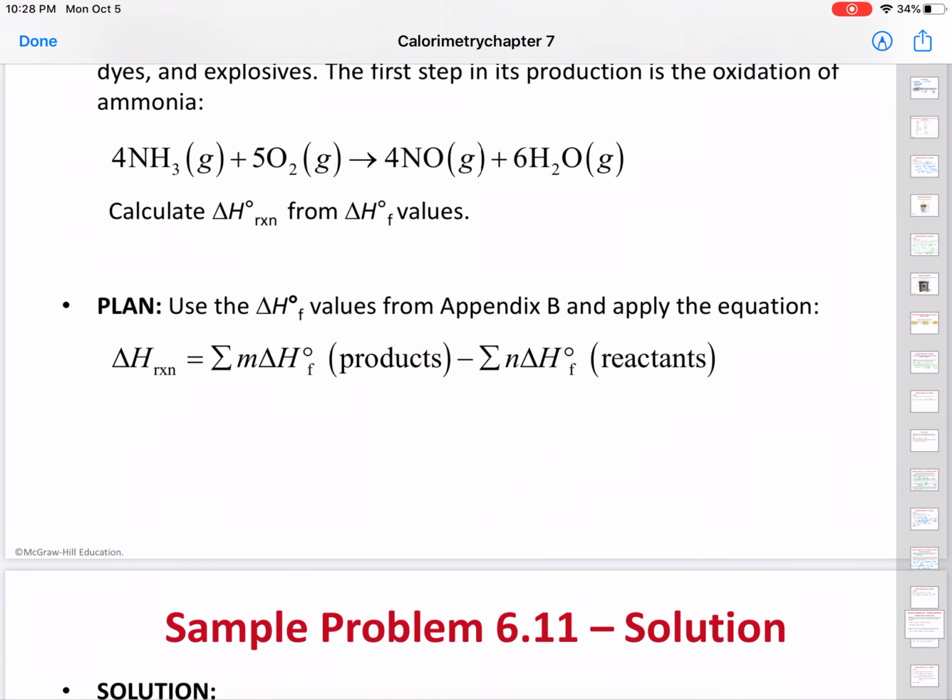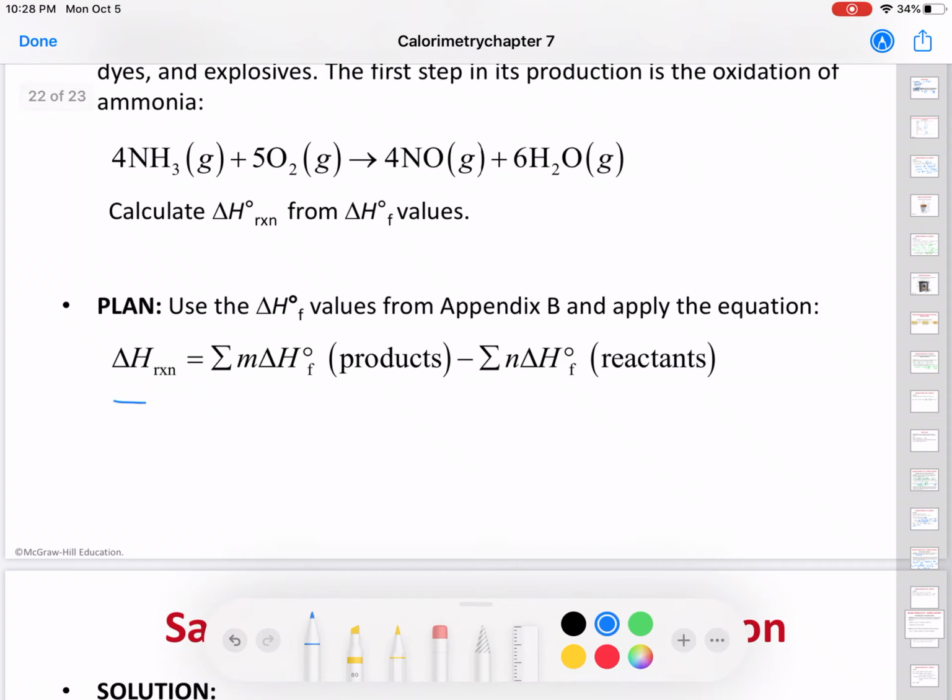And this is the formula that we're going to use. Delta H reaction, meaning for the whole reaction, is the sum of all the delta H formation values for the products minus the sum of all the delta H formation values for the reactants. In our example, the products are nitrogen monoxide and water. We also need to consider the molar ratios, 4 and 6.